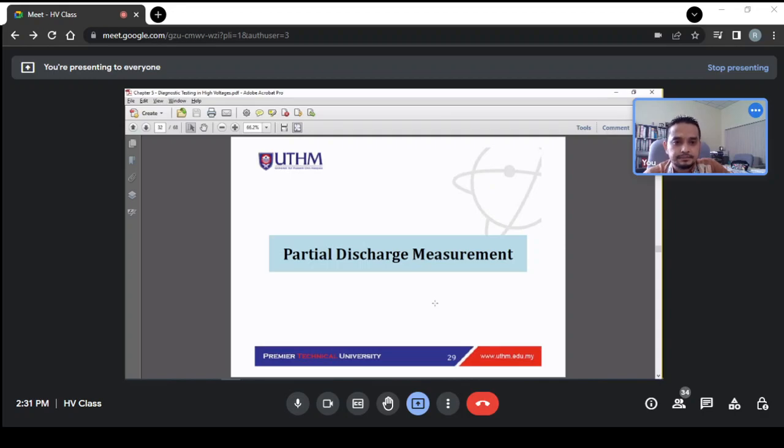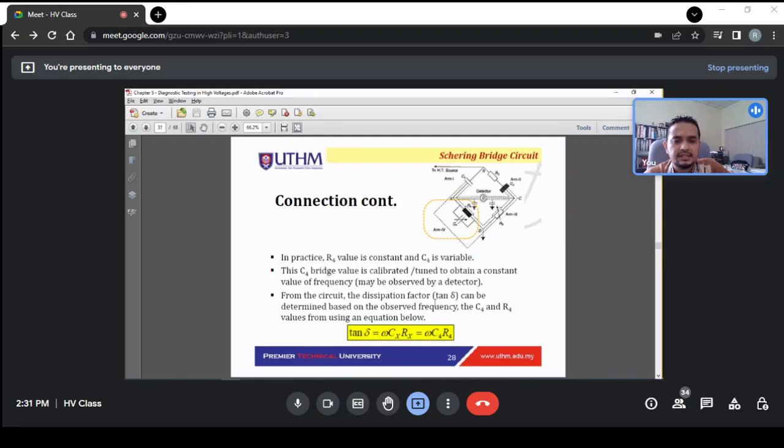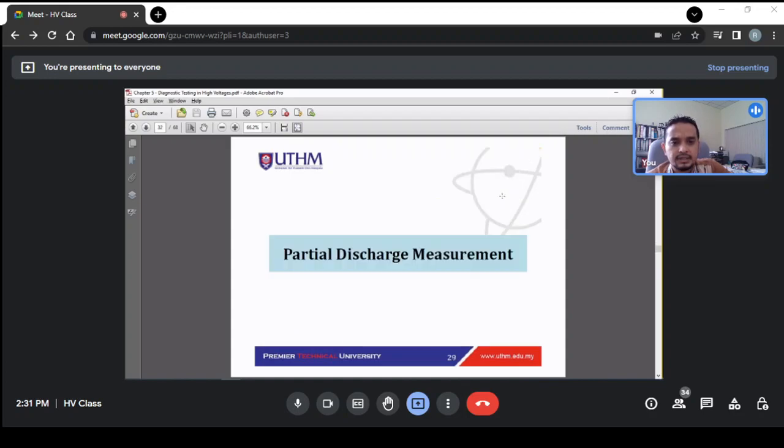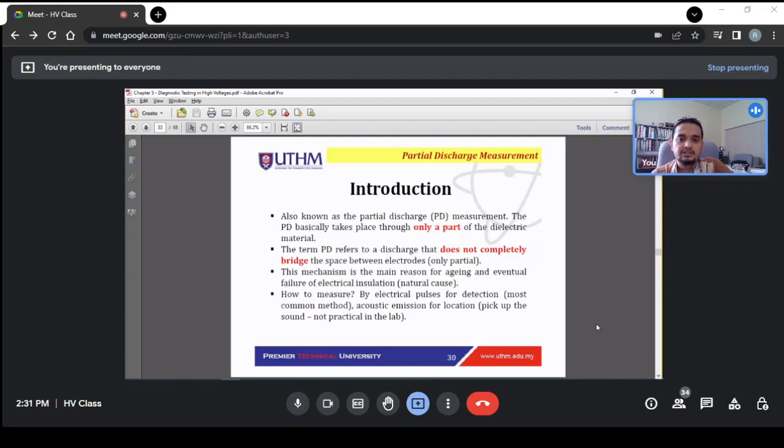Okay, because this one is just on the tan delta, dielectric loss, the capacitance, but with this one the researcher is looking at any premature activity that may lead to the discharge or total failure or flashover. Okay, partial discharge measurement, as reflected by the title here, discharge.